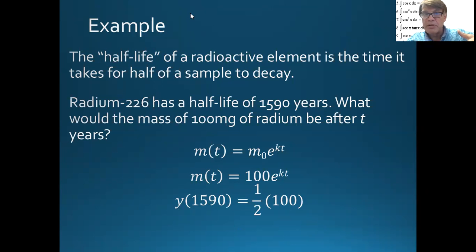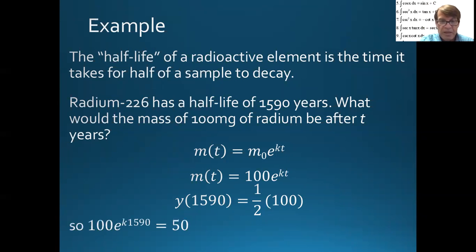Let's see. Hold on a second. Let me get my head straight. Okay, sorry. So we know that in 1,590 years, we're going to have half of the initial substance, right? So we're going to have 50 milligrams in 1,590 years. So we know this 100 e to the kt, and what's t? t is 1,590. So I put it in that order, 100 e to the kt. We know what the mass is going to be: it's going to be 50 in that many years.